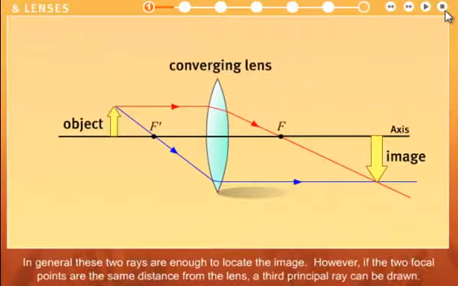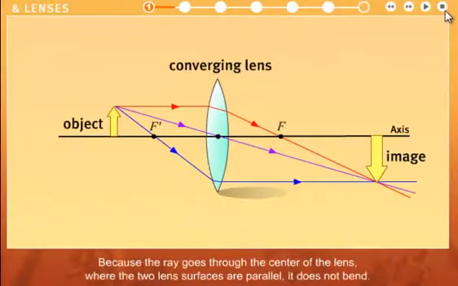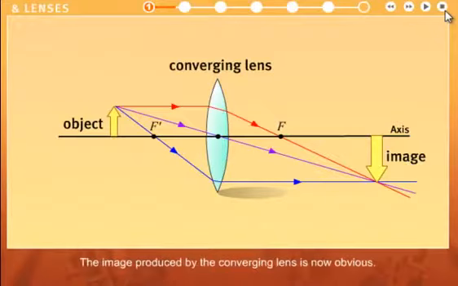In general, these two rays are enough to locate the image. However, if the two focal points are the same distance from the lens, a third principal ray can be drawn. This ray extends from the object and passes through the center of the lens where it meets the lens axis. Because the ray goes through the center of the lens where the two lens surfaces are parallel, it does not bend.